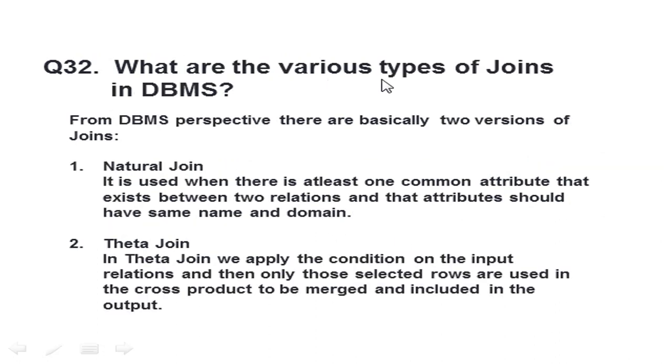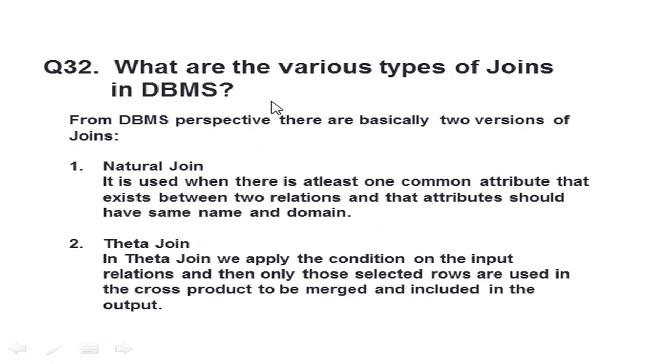Now, what are the various types of joins in DBMS? From the DBMS perspective, there are basically two versions of joins. One is called natural join, and the other is called theta join. When do you use a natural join? Natural join is used when there is at least one common attribute between two relations, and that attribute should have the same name and domain. Whereas in theta join, we apply a condition on the input relations, and only those selected rows are used in the cross product to be merged and included in the output.